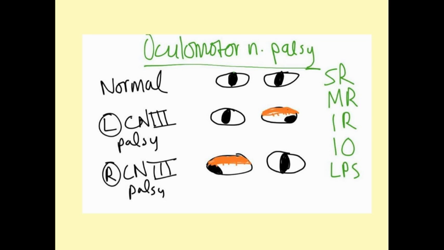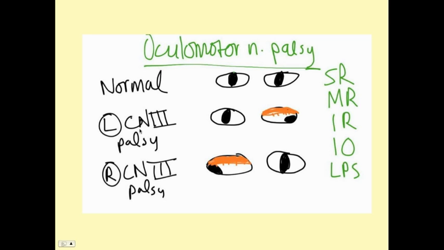So if you have a left CN3 palsy, remember, the oculomotor nucleus innervates the ipsilateral eye. If you have a left CN3 palsy, it's going to affect your left eye. Now, why is our eye looking in this direction? And why is the eyelid covering half of the eye?